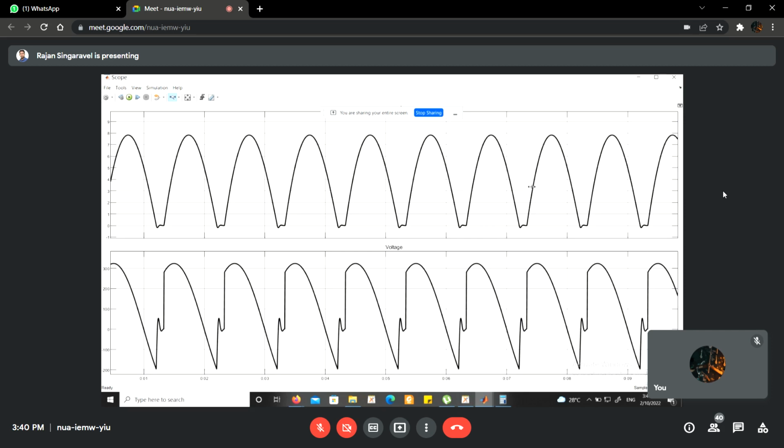Some set of thyristors should be in active state to conduct the current, right? During this interval, no thyristor is in on condition. So where is the path for the current to flow?